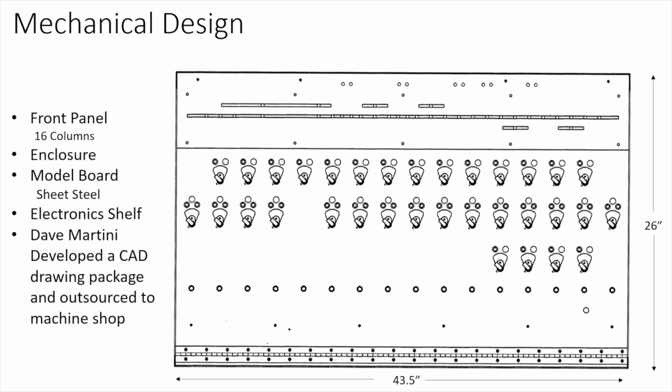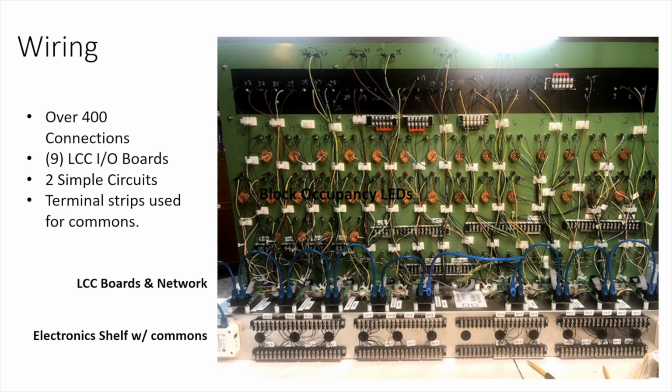This is what the back of the panel looks like with all the wiring. On the bottom, you can see that electronics shelf that Dave designed. Sitting on top of that are 9 LCC I/O boards, daisy chained together with those blue Ethernet cables. I'll talk a little bit later about the LCC network.